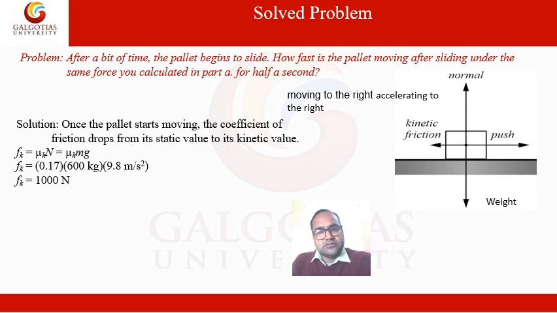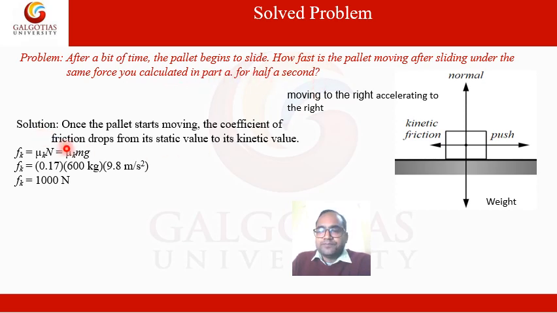The last problem, same as that one. The mass of this wooden pallet is 600 kg and it is trying to slide on this wooden floor. Now how much force is needed? In the last problem we calculated the force to push this wooden pallet. Now the next question is, after a bit of time the pallet begins to slide, how fast is the pallet moving after sliding under the same force you calculated in part a, after half a second.